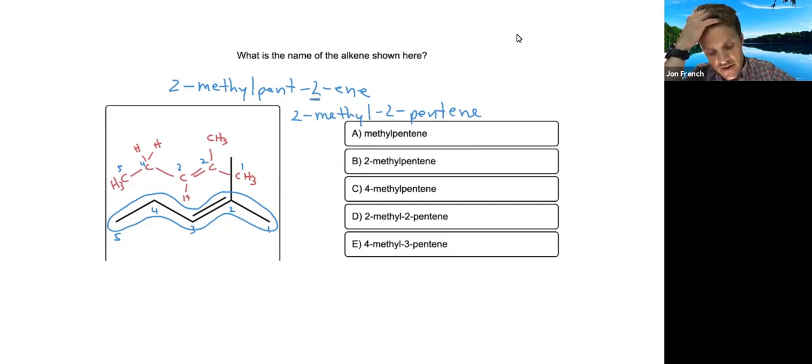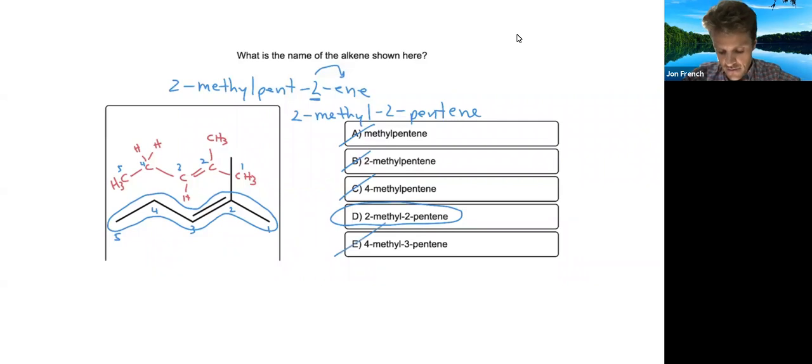This would be the newer way of saying it because you're putting that 2 right next to the ene, letting you know you have a double bond present. The older way would be 2-methyl-2-pentene, and that's what we see here in choice D. Methylpentene is not good enough because it doesn't let us know where the methyl group and the double bond are. 2-methylpentene doesn't let us know where the double bond is. 4-methylpentene, you counted from the left, and again, it doesn't let us know where the double bond is.